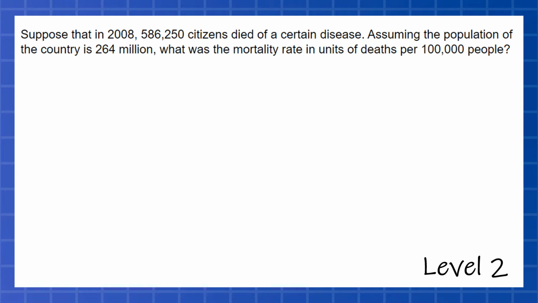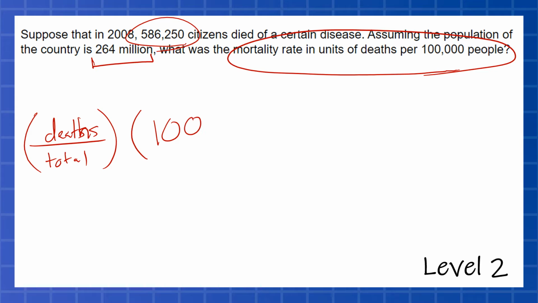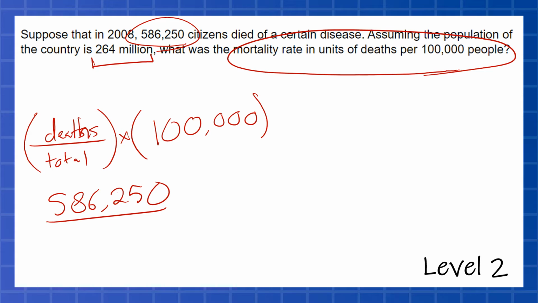Talking about mortality rate, suppose that many people died and the population of a country is this much. They want to know what is the mortality rate in deaths per 100,000. So the way we do that is we do the total population. We do the group that we're looking at, which in this case is the deaths. And whatever we get, instead of just saying that ratio, we want it per 100,000 people. So we're going to multiply those together. And so deaths is going to be 586,250 divided by 264 million.